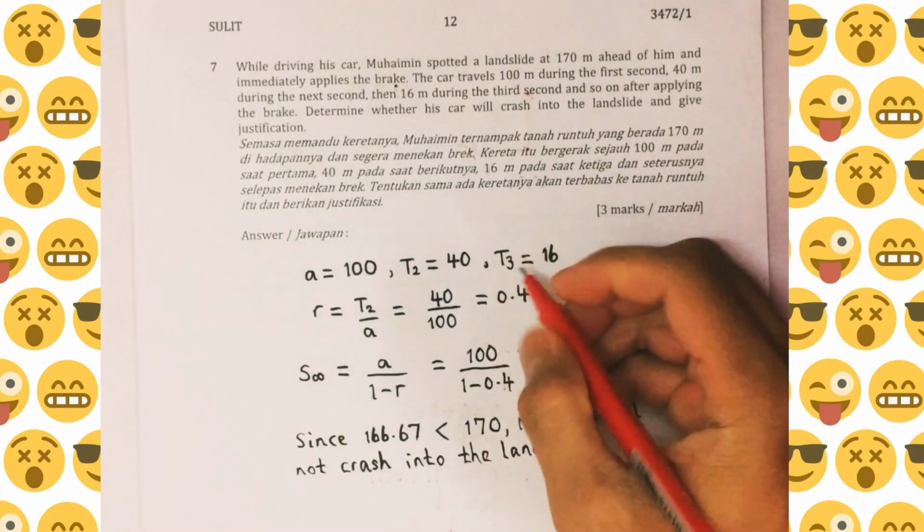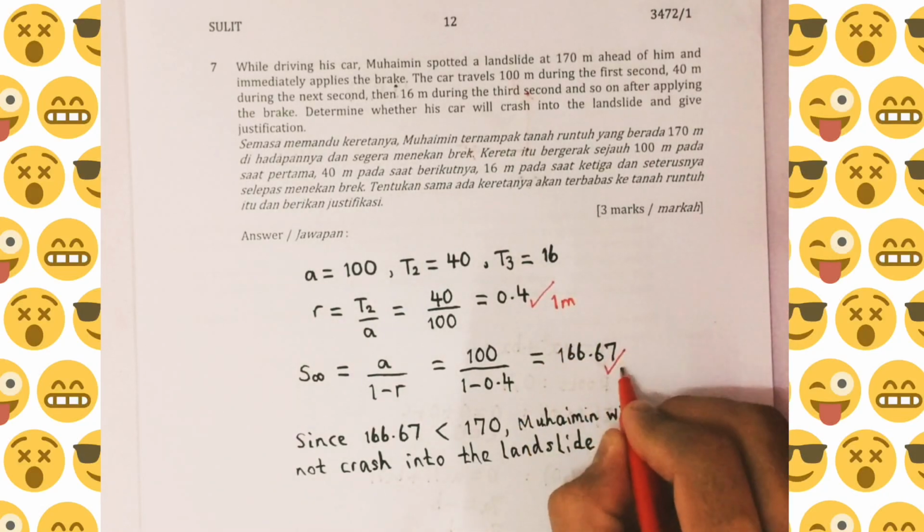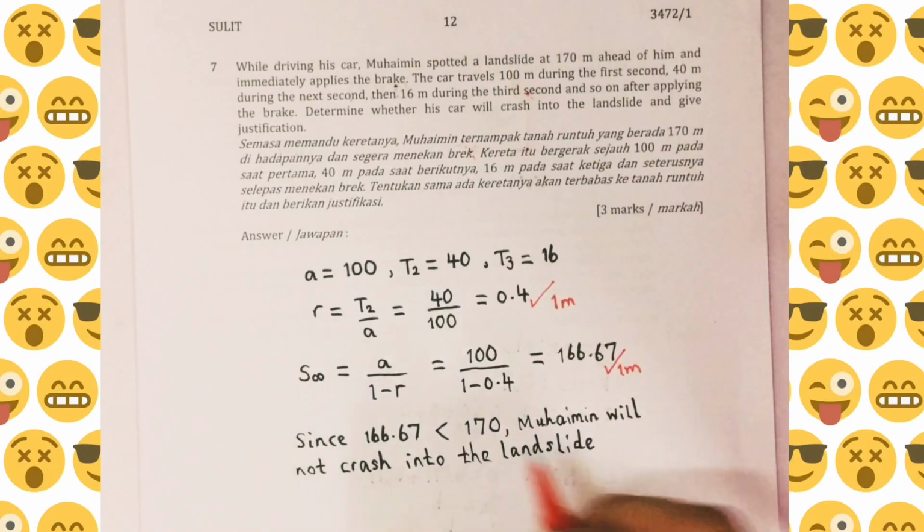So you get 1 mark if you find your r. You get another mark when you find your S infinity. And making the conclusion that Muhaimin will not crash into the landslide will give you 1 more mark.